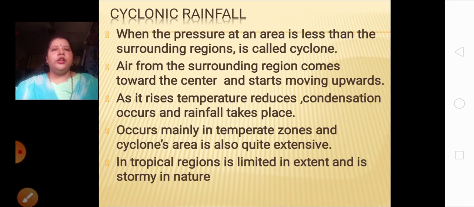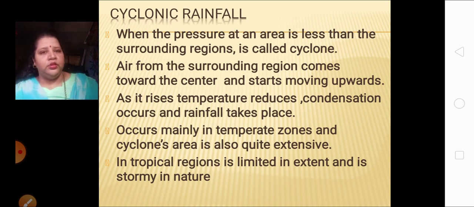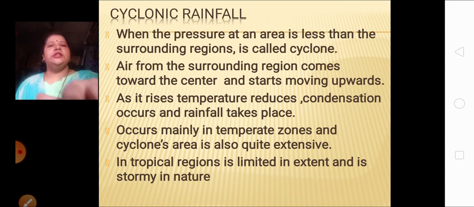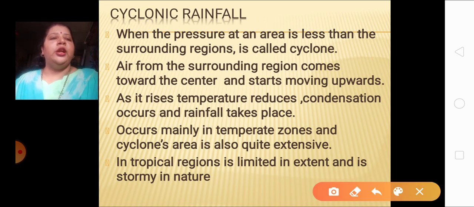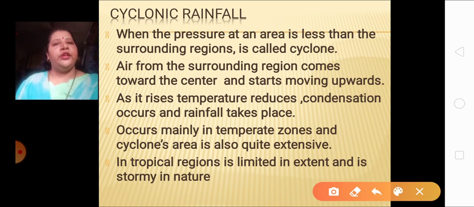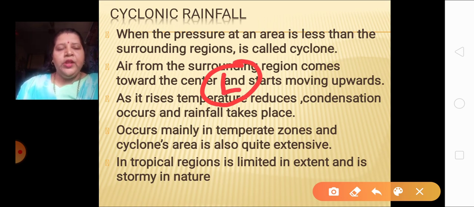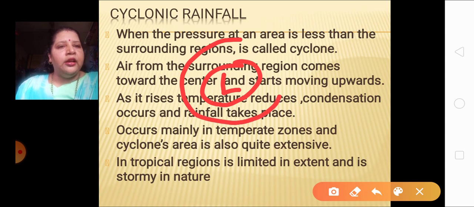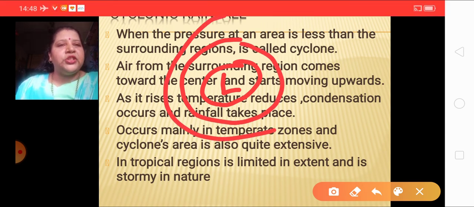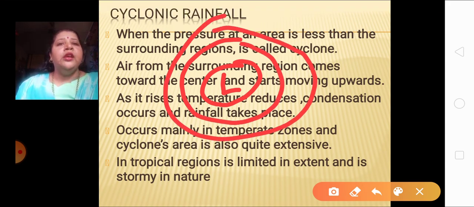Now we'll learn about the next type of rainfall, that is cyclonic rainfall. Now children, you all know what a cyclone is, correct? You all have learned about the cyclone in your previous classes. As you know, a cyclone forms when a certain place has low pressure and the surrounding area has high pressure. You can see this surrounding area has high pressure.